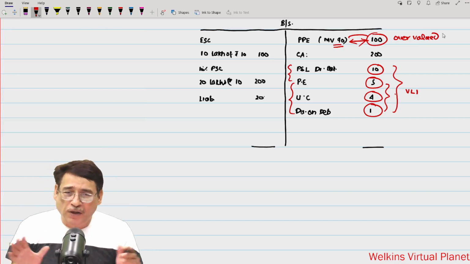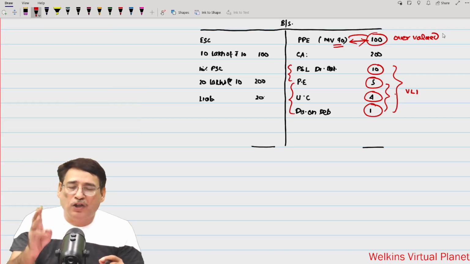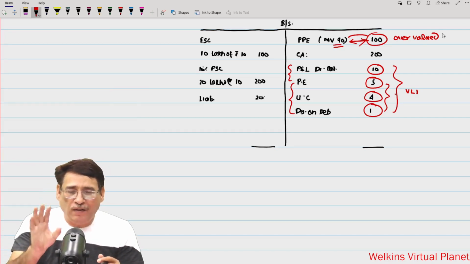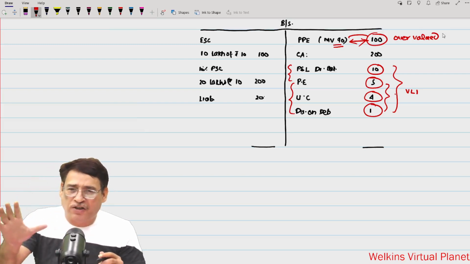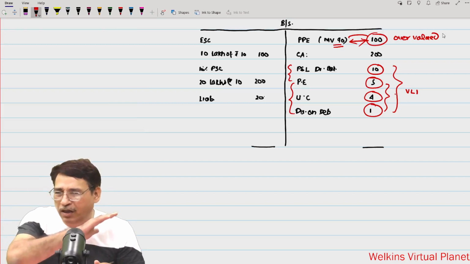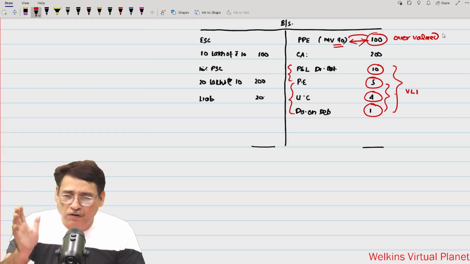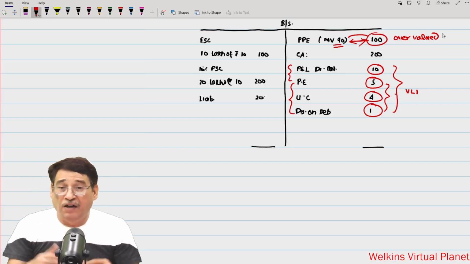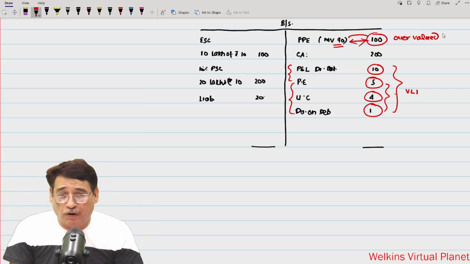Correct? That means the overvalued items and valueless items simply reflect three important points. One, the position of the company is virtually in a mess. That means this company is not functioning smoothly. Number two, the company is passing through a phase of financial crisis. And number three, very important, this company is not earning the required amount of profits.